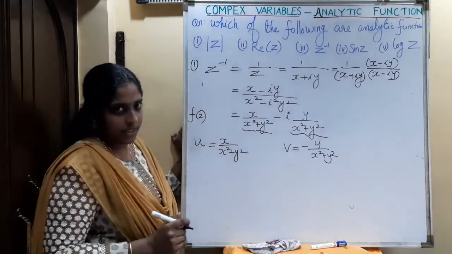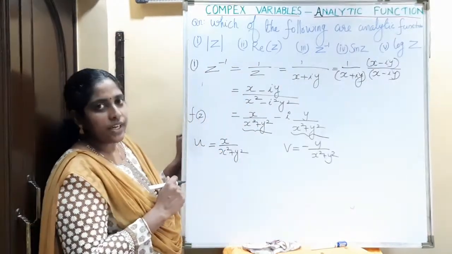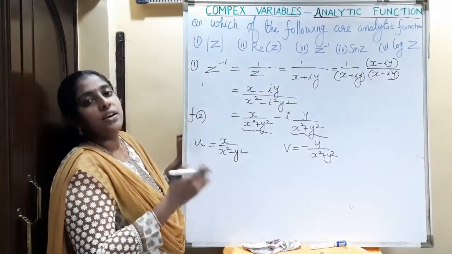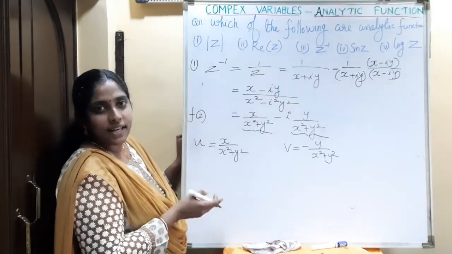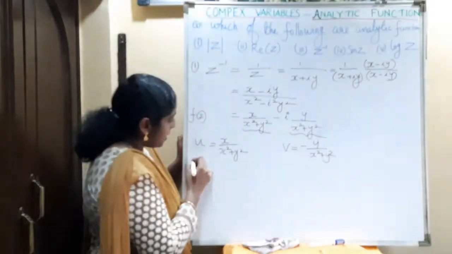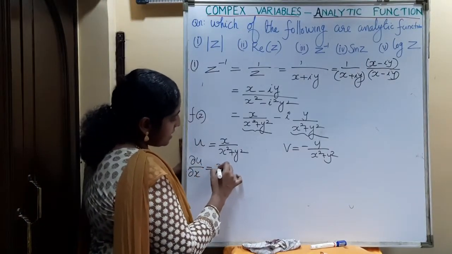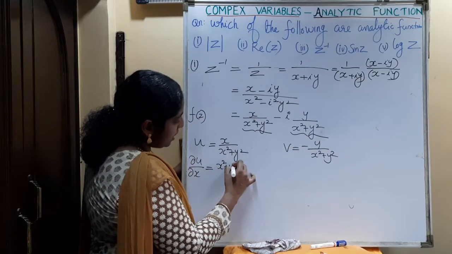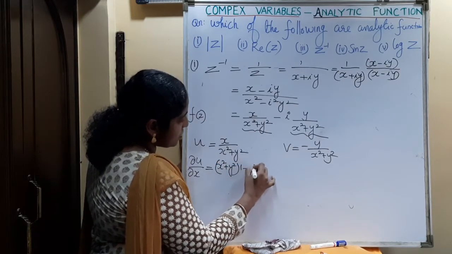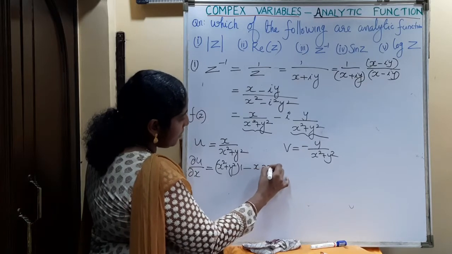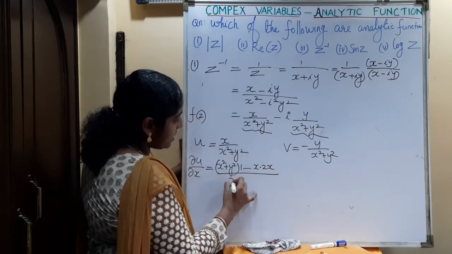So U and V there. For next, what we have to find out? The first order derivative with respect to X and Y of this real and imaginary part, that is dou U by dou X. What is dou U by dou X? That is denominator into derivative of the numerator minus numerator into derivative of the denominator by denominator square.